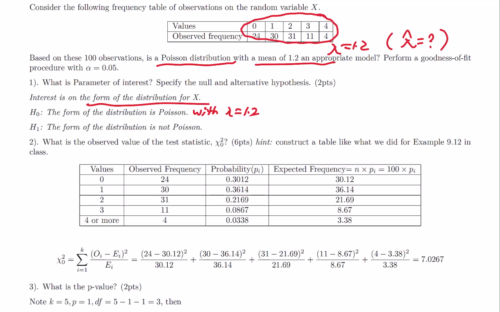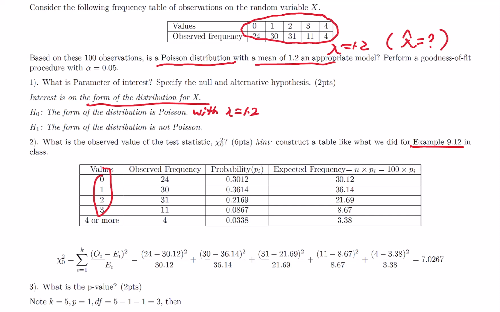All right, what is the observed value of the test statistic chi-square 0? Construct a table like we did for the example. Yes, this is exactly what we're talking about in the notes. So with the values 0 from 0 to 3, and then the last one is 4 or more. We cannot just say 4. Why? Because we know the Poisson distribution could be any possible number up to infinity. There is no end for the Poisson distribution.